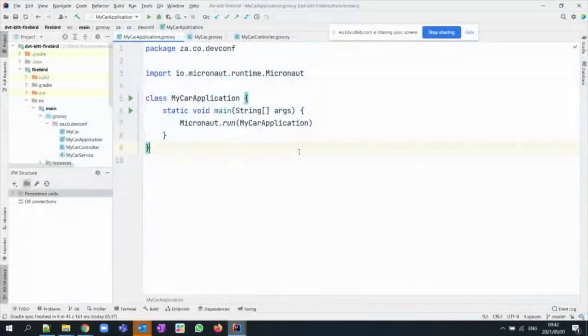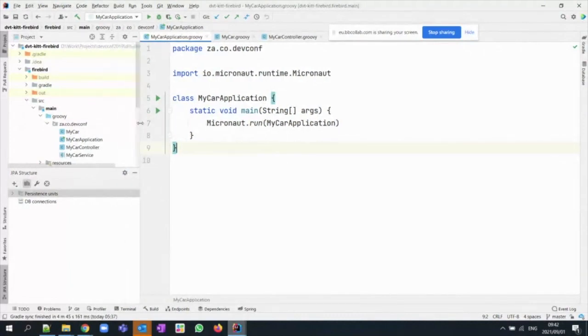Are you guys able to see my IDE? Yes, we are. Thank you.